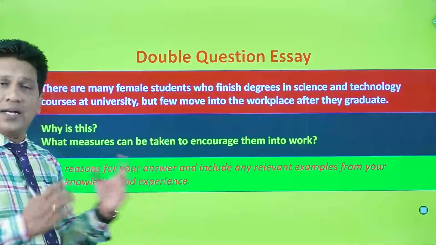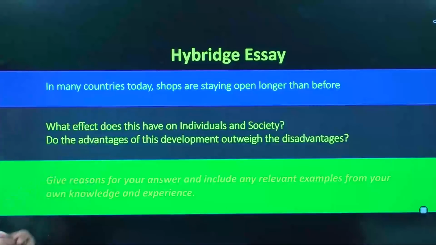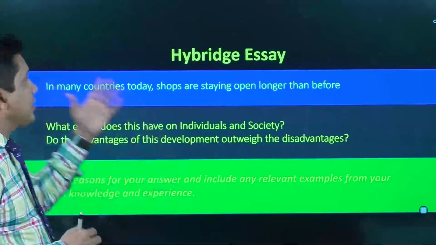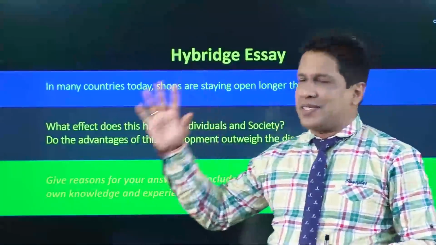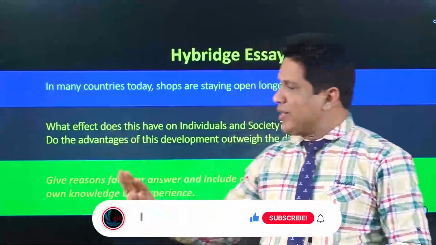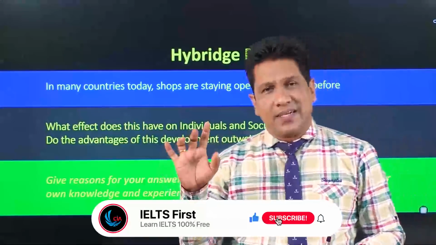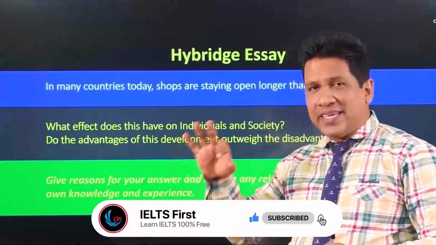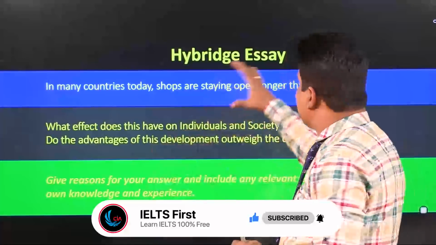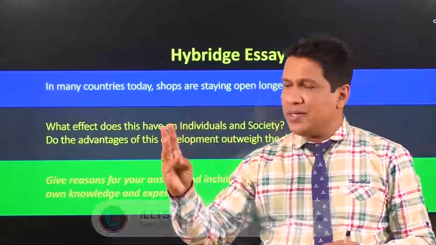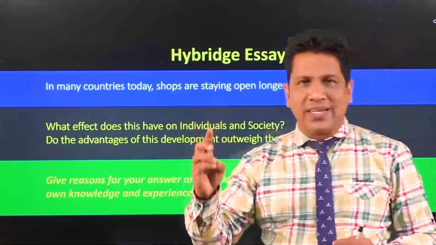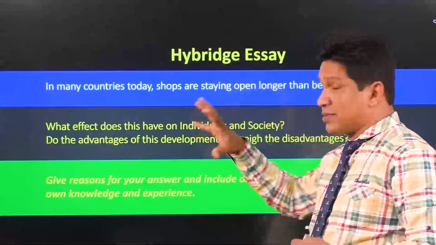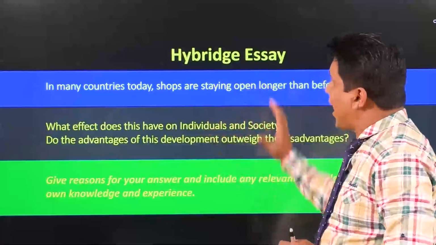Now let's move to the last part of the essay in the IELTS exam. We call it the hybrid essay. Actually, there are mainly three types of essays available in the exam: opinion, discussion, double question. Two of these three together we call a hybrid. It means opinion and discussion, discussion and double question, or opinion and double question. Two of these three together we call a hybrid essay.